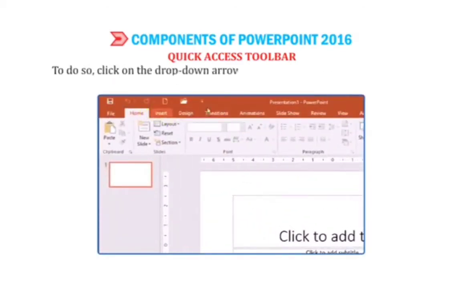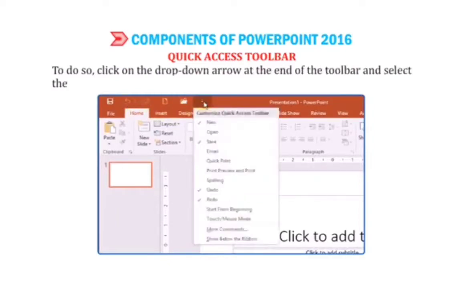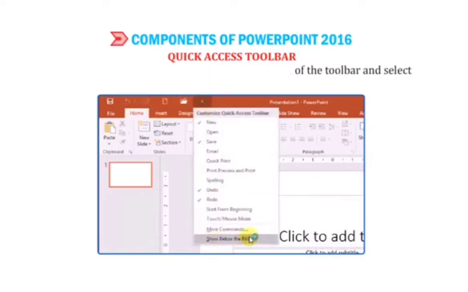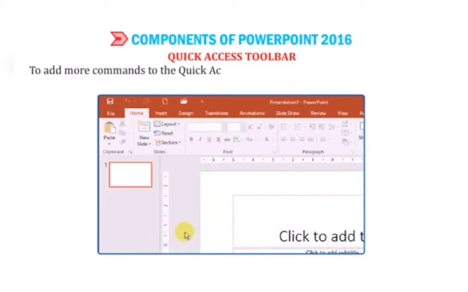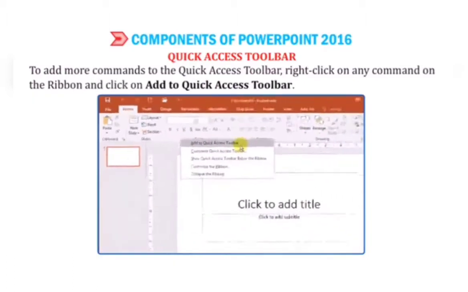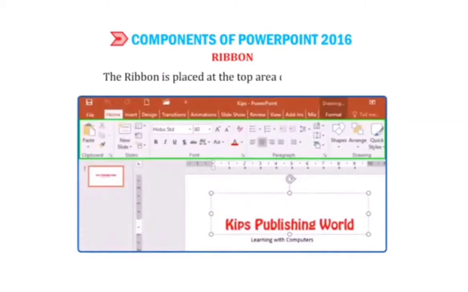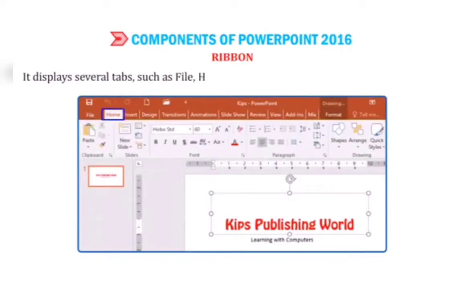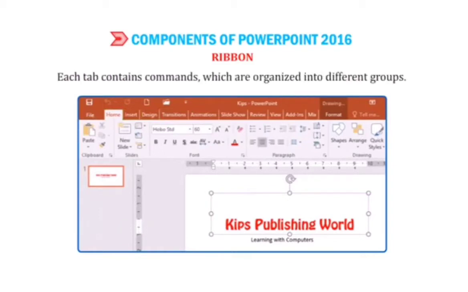To do so, click on the drop down arrow at the end of the toolbar and select the Show Below the Ribbon option. To add more commands to the Quick Access toolbar, right-click on any command on the ribbon and click on Add to Quick Access toolbar. Ribbon. The ribbon is placed at the top area of the document. It displays several tabs such as File, Home, Insert, Design, Transitions, Animations, etc. Each tab contains commands which are organized into different groups.